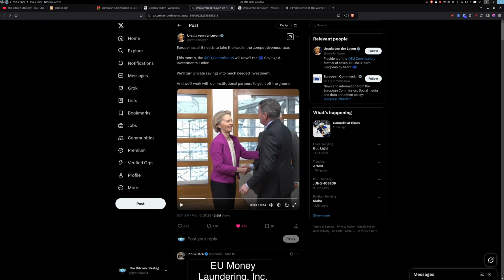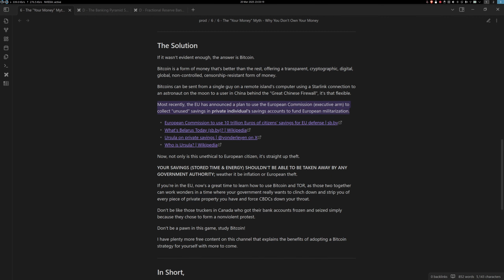But as it further reads, this month the EU Commission, so the top arm of the EU, will unveil the European Savings and Investments Union. We will turn private savings, so yours and my savings, into much needed investment. So they want to take your money out of your savings account to militarize Europe. Now, not only is this unethical to European citizens, it's just straight up theft. Your savings, which is your stored time and energy, shouldn't be able to be taken away by any government authority, whether it be inflation or European theft, as what this is.